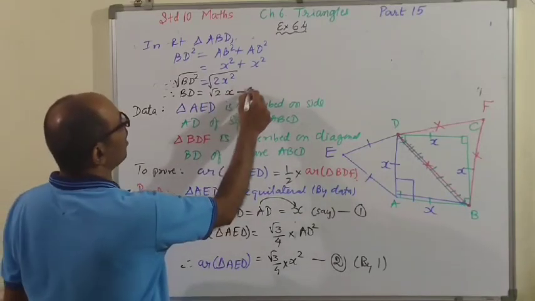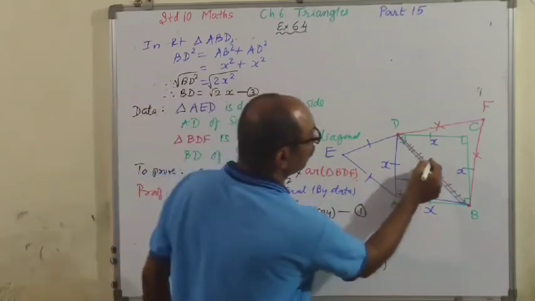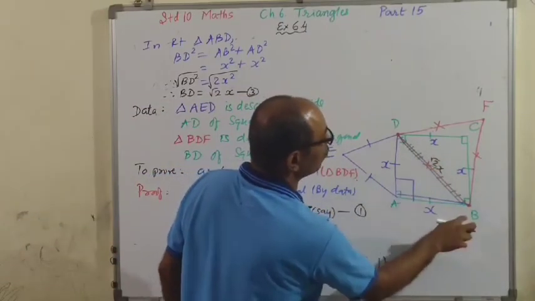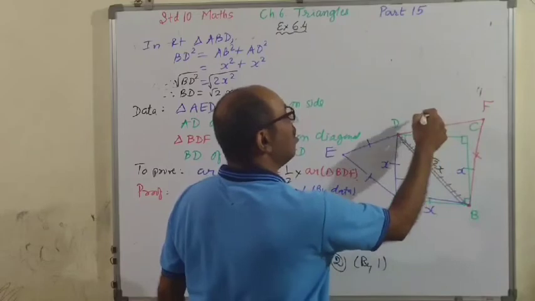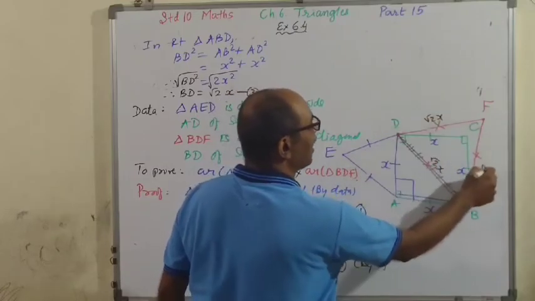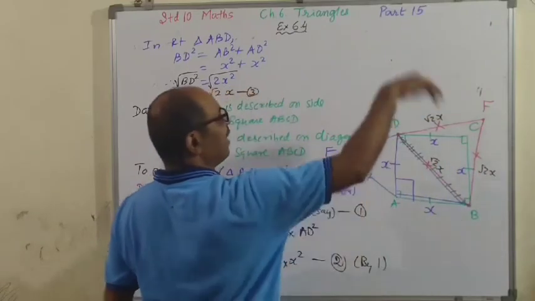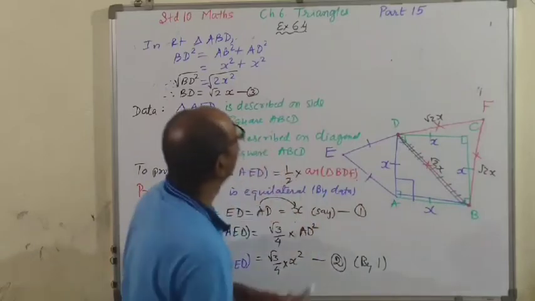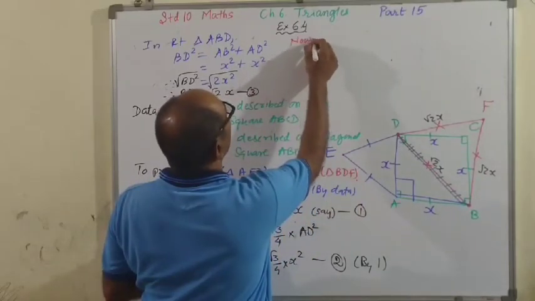Call it result number 3. So this is √2x. BD is √2x. So in this equilateral triangle, all three sides are √2x. Correct? So let's find out the area of the red triangle now.